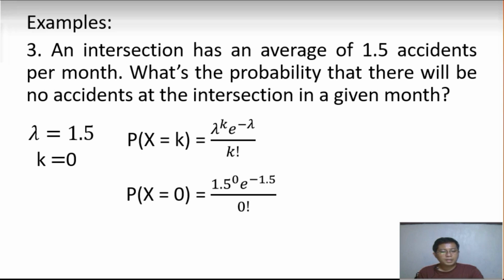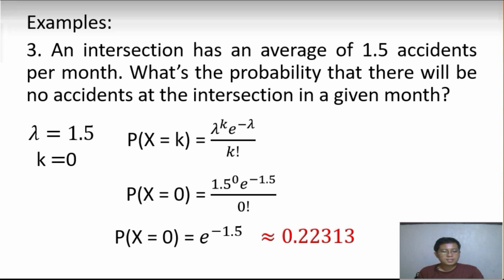So we have the probability of x equals 0 equals 1.5 raised to 0 times e raised to negative 1.5, all over 0 factorial. Simplifying that, since this is 1 and this is also 1, we are left with e raised to negative 1.5. Using our scientific calculator, our approximate value is 0.22313, and that is the probability that there will be no accidents at the intersection in that given month. Okay? So I hope that's clear to everyone.